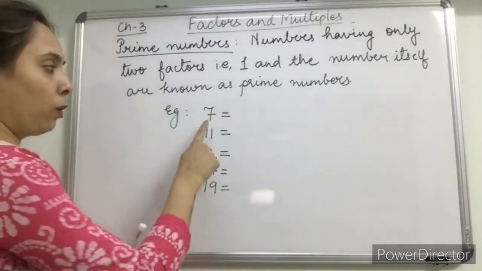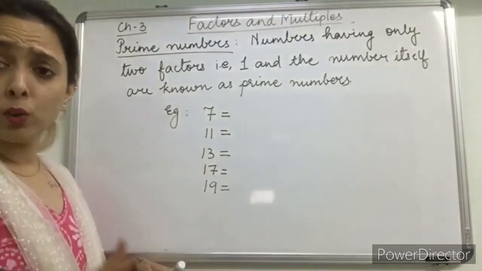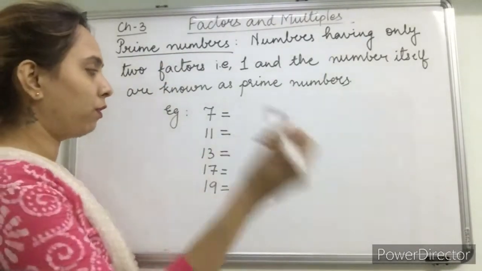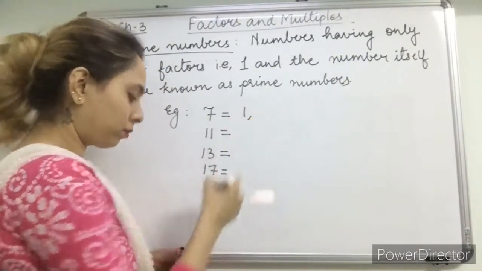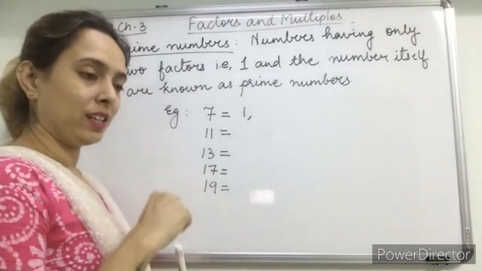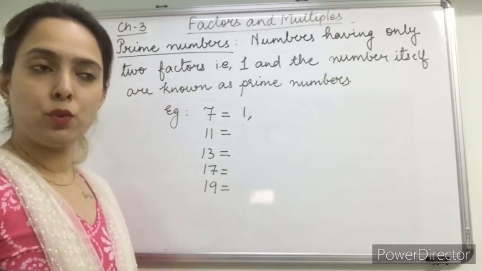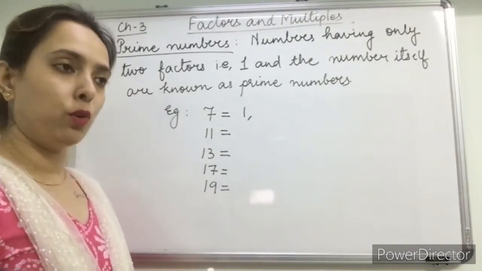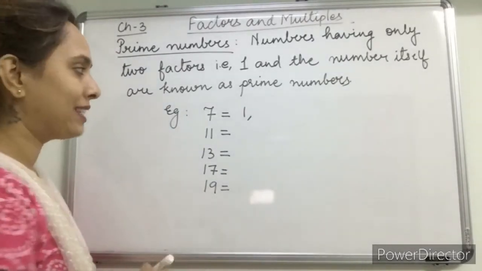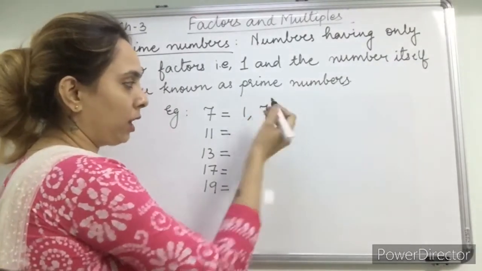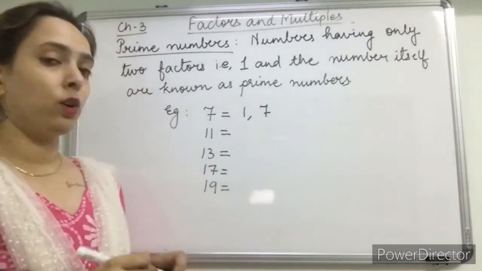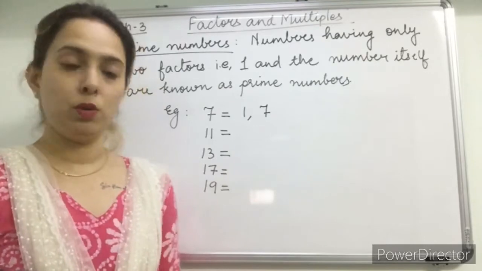Suppose if I talk about 7, I want to find out the factors of 7, so we will start 1, 2. 7 is not divisible by 2, 7 is not divisible by 3, not by 4, not by 5, not by 6, then here it comes 7. So we will not move further for 8, it's a rule.